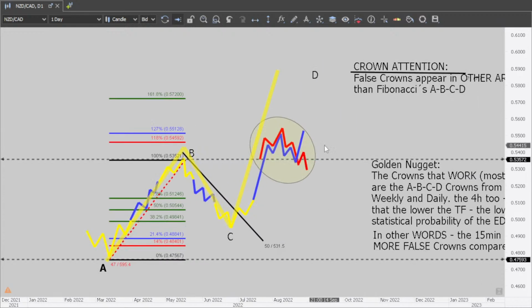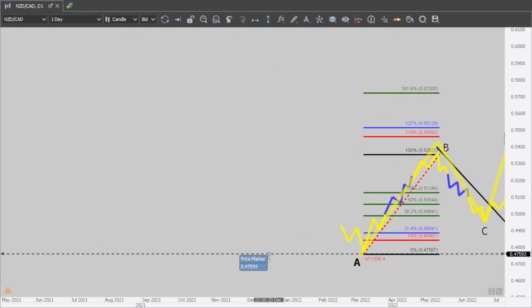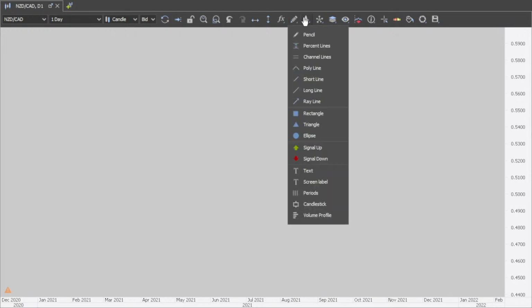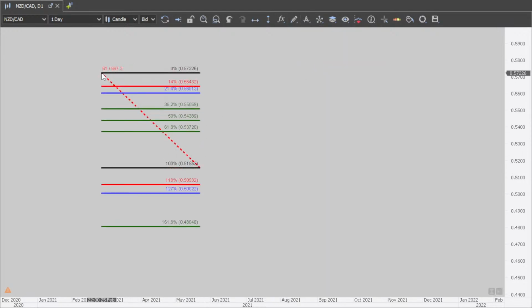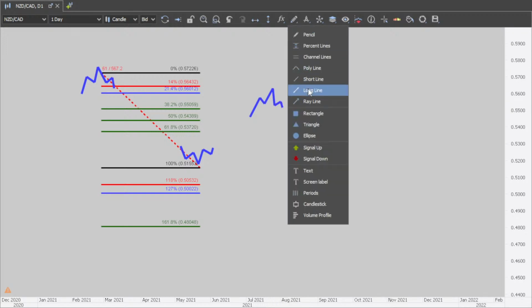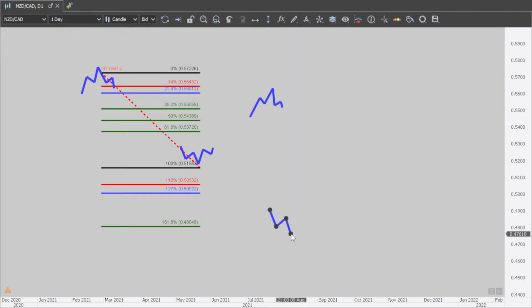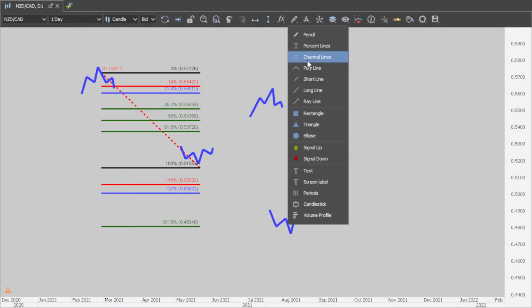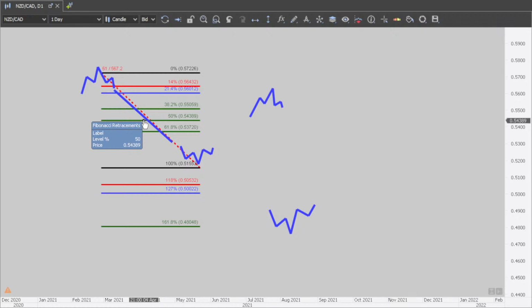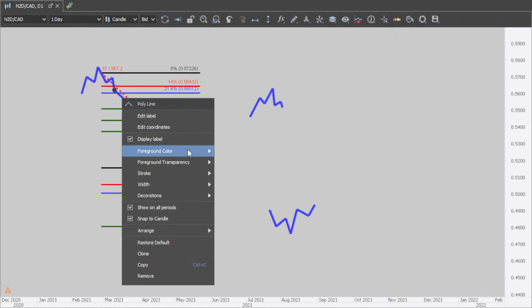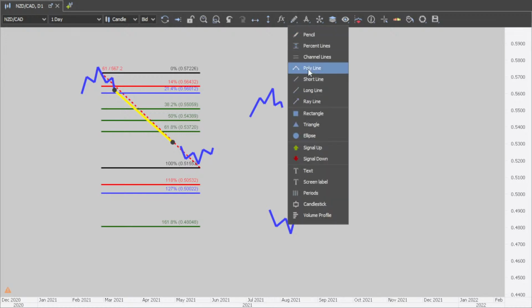Okay, everybody, the same goes, because we're going to talk about NZD cat, the same goes for the down Fibonacci. You are going to have a crown in here at the A. You are going to have a crown reversal at the B. Then you are going to have a crown that works at the C. And then you are going to have another crown at the extension. Those are crowns that work. 7 times out of 10.